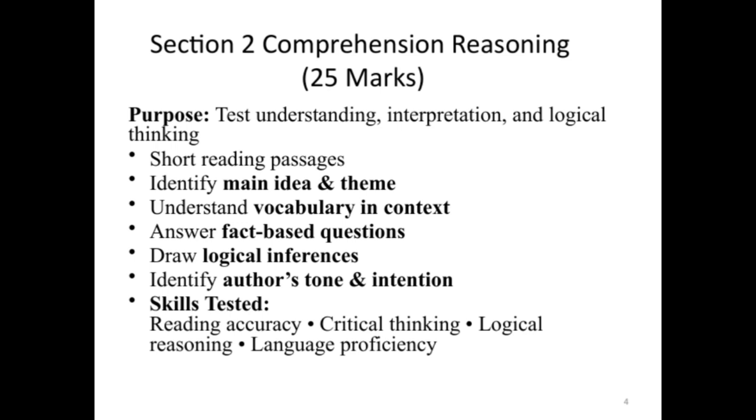The skills being tested here include reading accuracy, critical thinking, logical reasoning, and language proficiency. This section, called comprehension reasoning, is worth 25 marks, and it's all about applying these skills effectively. Remember, this is about understanding not just what is written, but also how to analyze and interpret the text critically. So, keep these points in mind as we move forward, and think of this section as a way to showcase your ability to read thoughtfully and reason clearly.